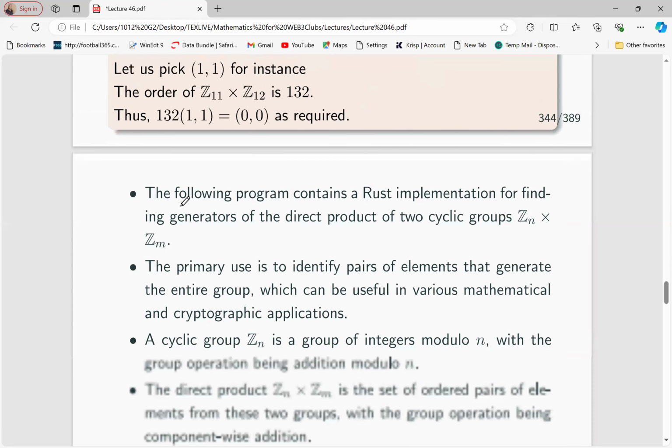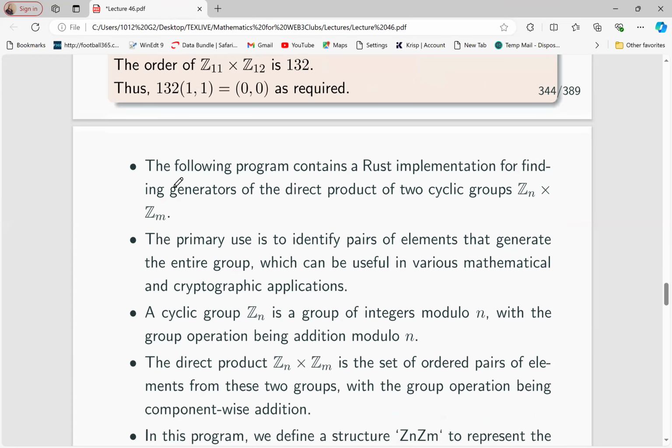Now, what follows therefore is that Rust code. The following Rust code implementation finds generators of a direct product of two groups. I began with the additive groups. The primary use of this code is to identify pairs of elements that generate the entire group, which can be useful in various mathematical and cryptographic applications.